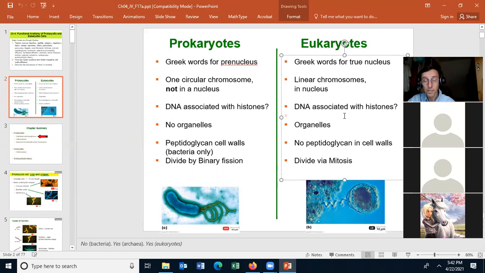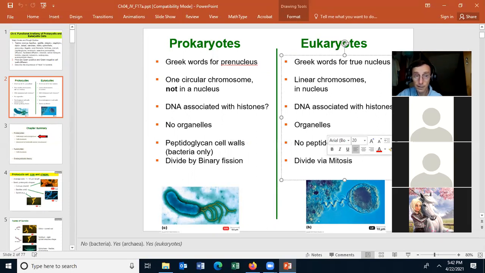Eukaryotes have cellular division by mitosis, and this is a topic hopefully you learned in Biology 160, because we're not really going to talk about it. But they do differ on how prokaryotes and eukaryotes undergo cellular division. All right, any question about this overview of prokaryotes and eukaryotes?